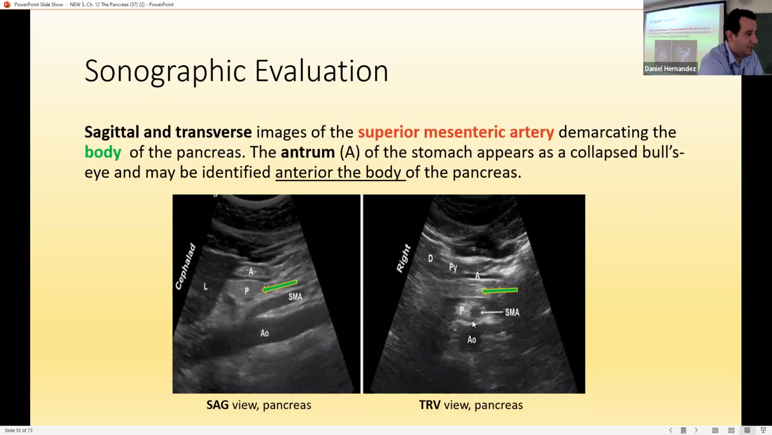Here, transverse, we're getting now some of the body of that pancreas, and then superior to that body of the pancreas, we're seeing the distal antrum, the distal portion of the stomach going into the pylorus, or the pyloric muscle, and then some of the duodenum off to the side. So stomach is over here and it's draining that way.